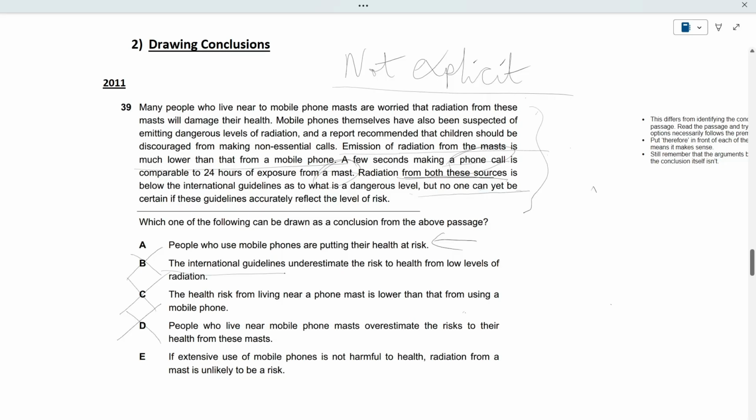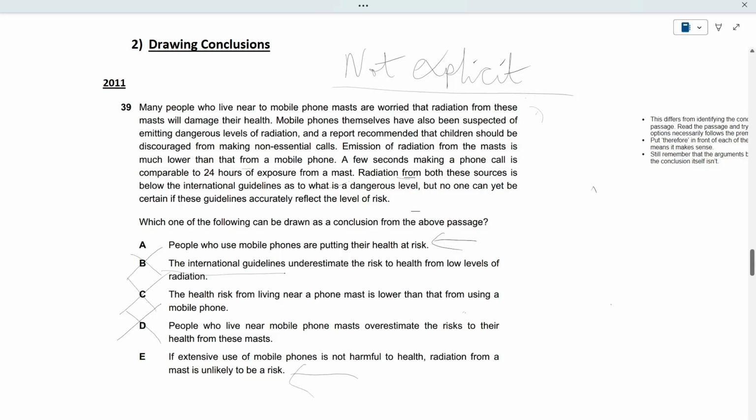And E, therefore, if extensive use of mobile phones is not harmful to health, radiation from a mast is unlikely to be a risk. Well, that does seem to be what it's getting at, so we seem to be between two. Slightly harder to distinguish between two for this skill. Really, you've just got to read it again and see what you end up with. But if I go from the middle, emission of radiation from the mast is much lower than that of a mobile phone. A few seconds making a phone call is comparable to 24 hours of exposure from a mast.